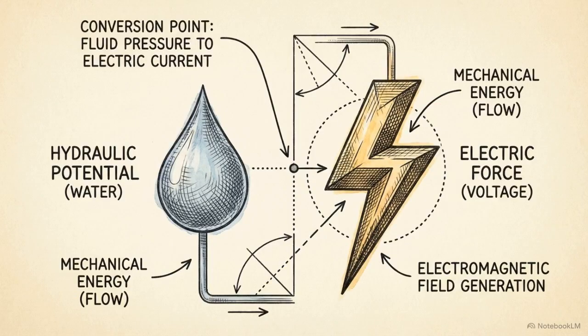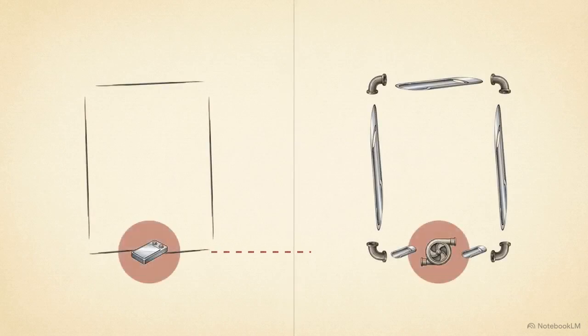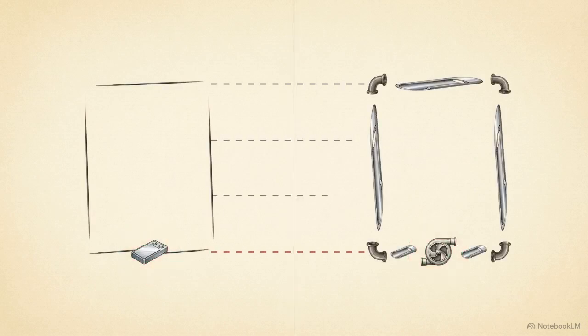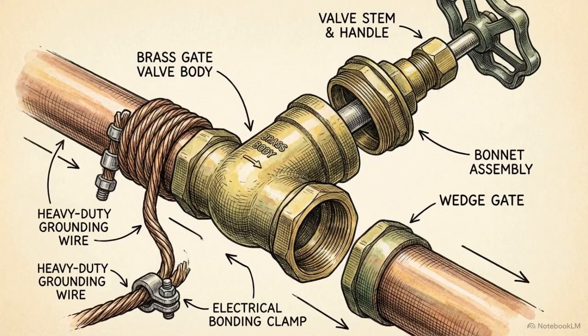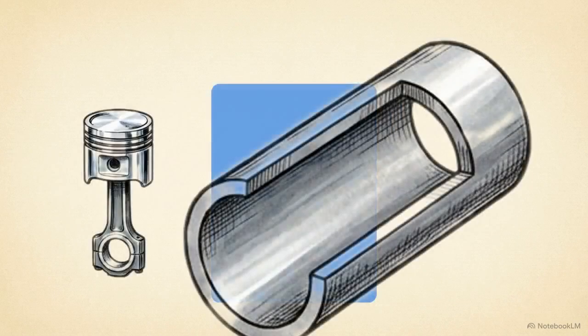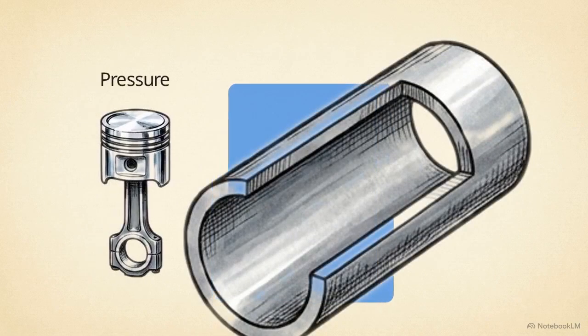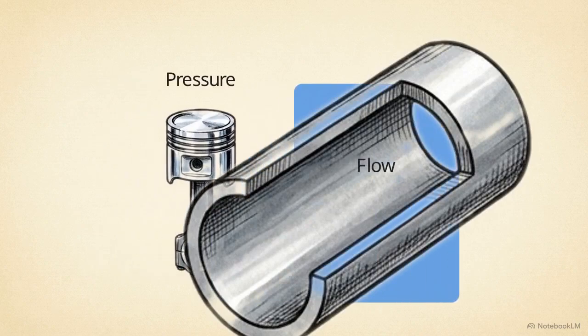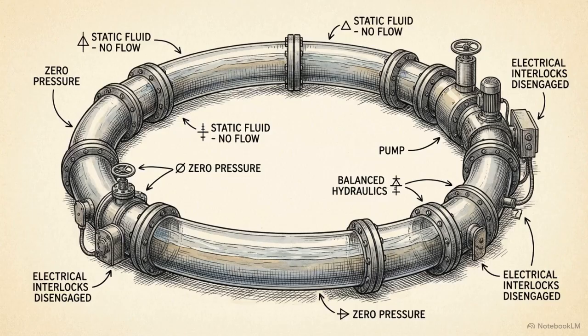The hydraulic analogy provides that conceptual bridge, mapping electrical variables to the physical movement of water through pipes. By applying these plumbing mechanics to electricity, these invisible forces begin to follow a predictable logic of pressure and flow. Consider a closed loop of pipe filled with water. With no external force acting on it, the water remains perfectly static.